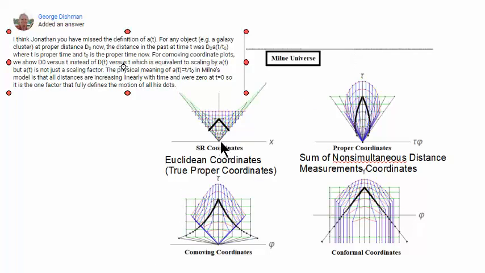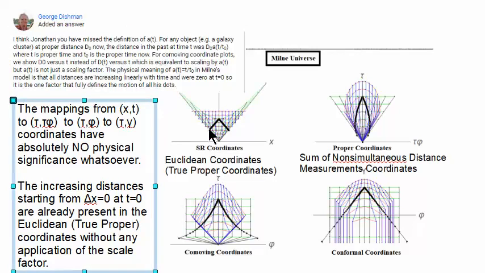All distances were already increasing with time here, and they were all at 0 at t equals 0. That factor between this mapping and this mapping has absolutely no effect on the physics at all.